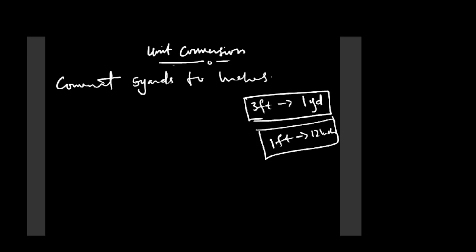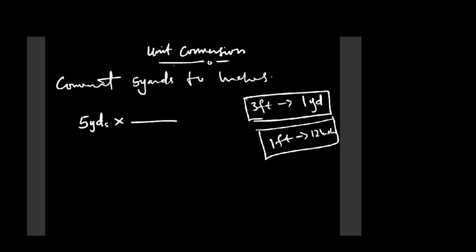So remember, we are going from yards to inches. So we need to first of all get to feet before we can get to inches. So that is what we refer to as two-step conversion. So 5 yards multiplied by what fraction? So we have 3 feet equivalent to 1 yard, right? So it is yard that we want to convert.